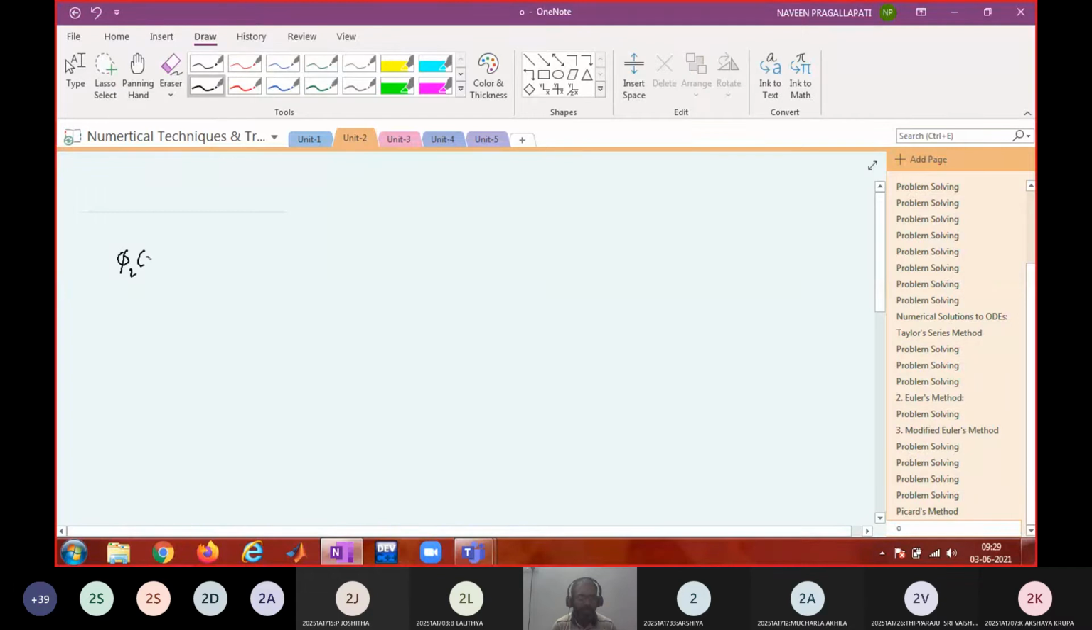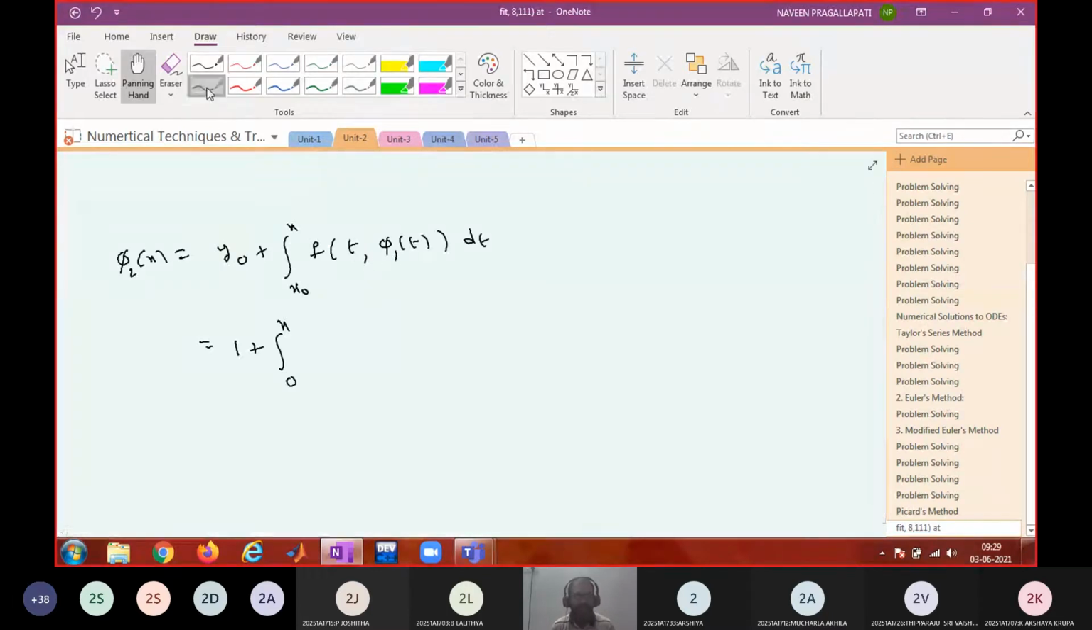Now using phi 1, find phi 2. So phi 2 of x equal to y naught plus integral x naught to x f of t comma phi 1 of t dt, since phi 2 is in terms of phi 1. So what is this? 1 plus integral 0 to x. What is f of t comma phi 1 of t? f of a comma b is a square minus b. Am I right? So f of t comma phi 1 means t square minus phi 1 of t dt. Am I right?